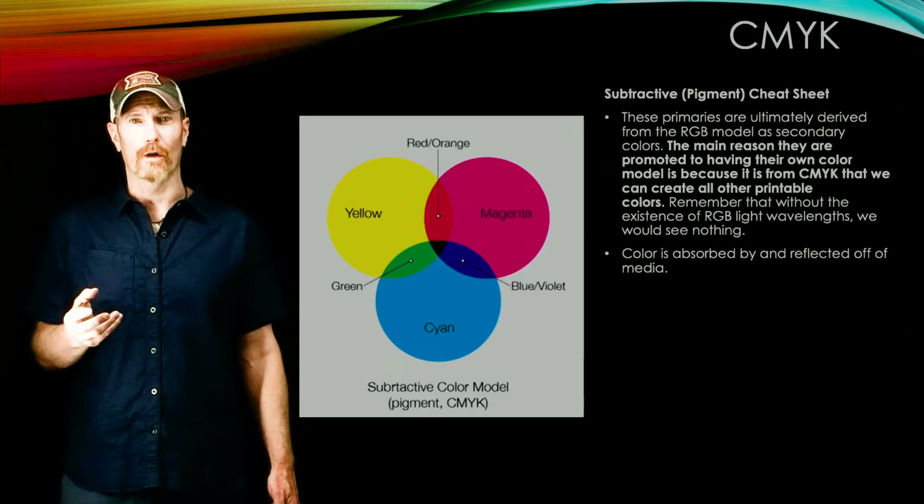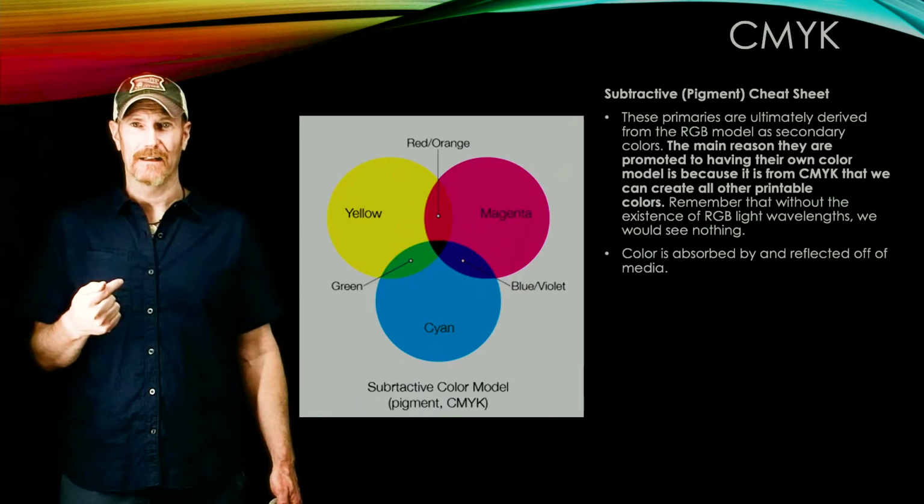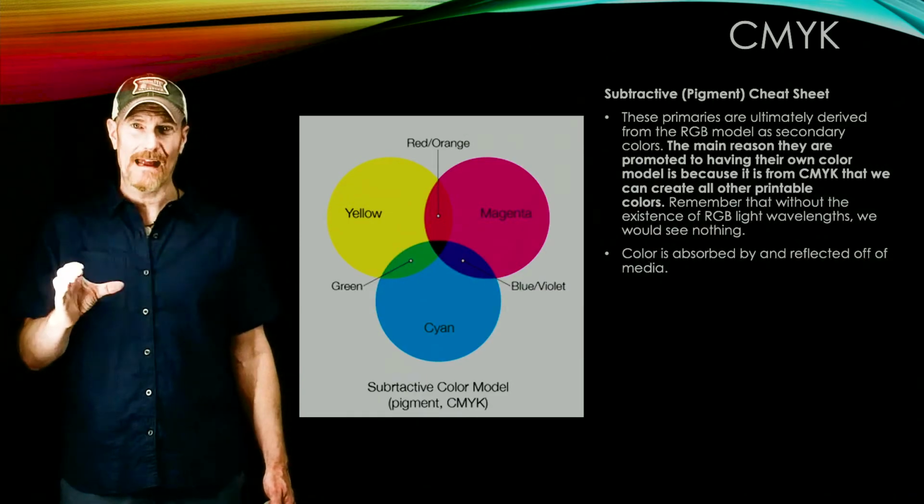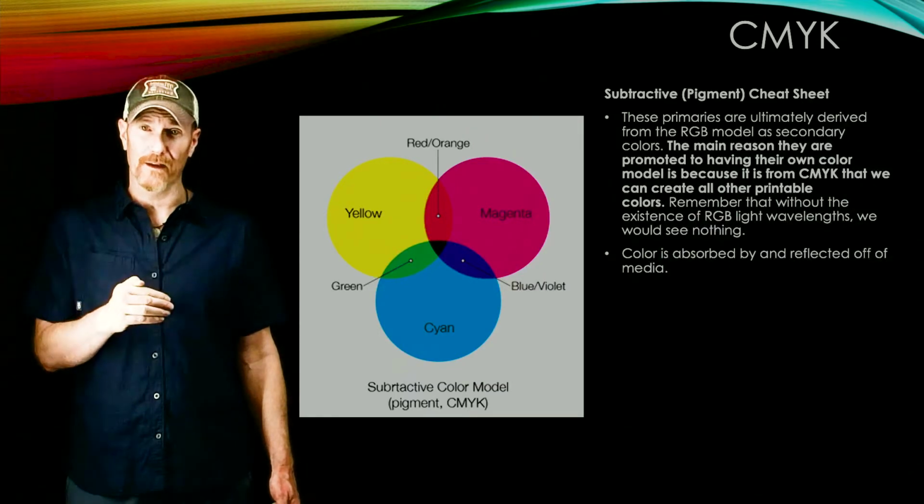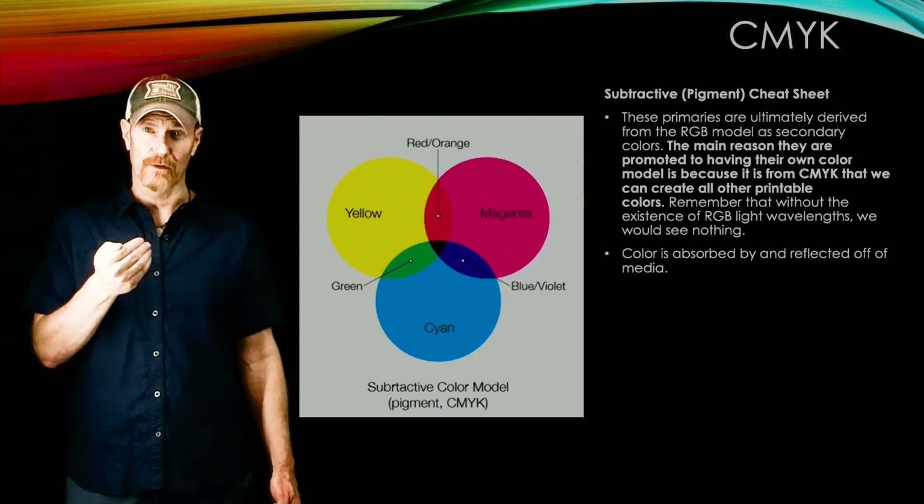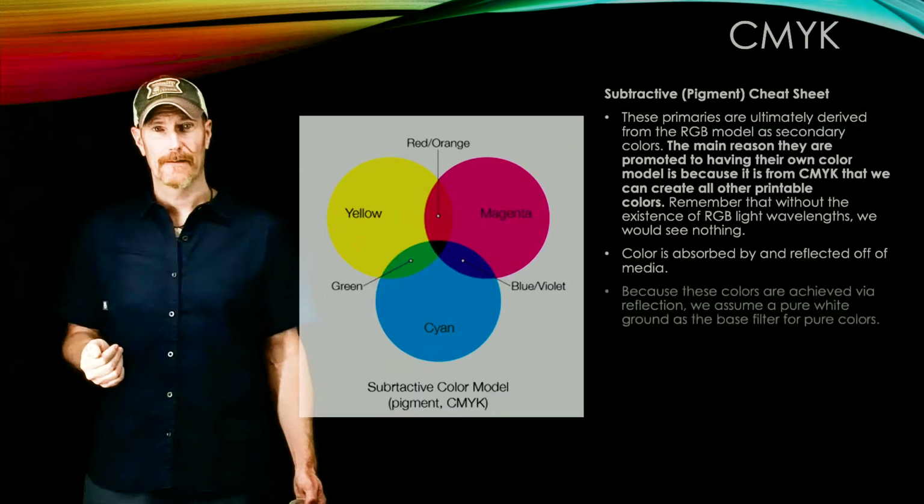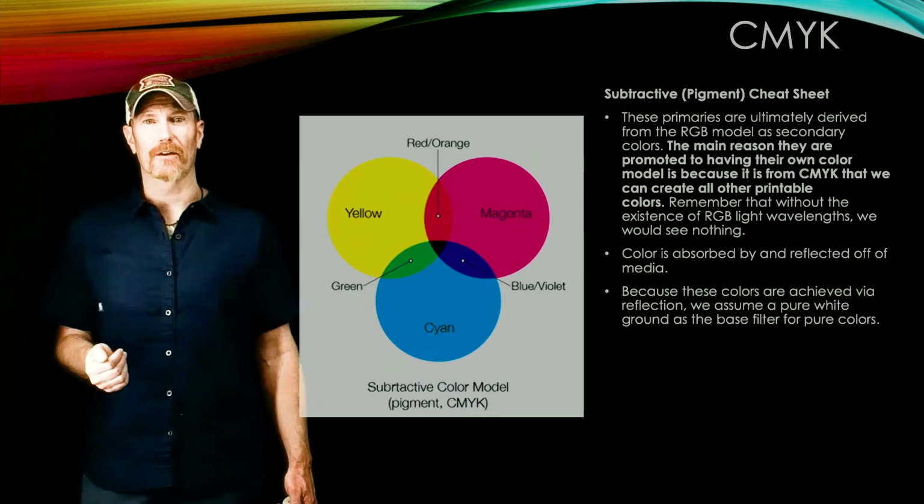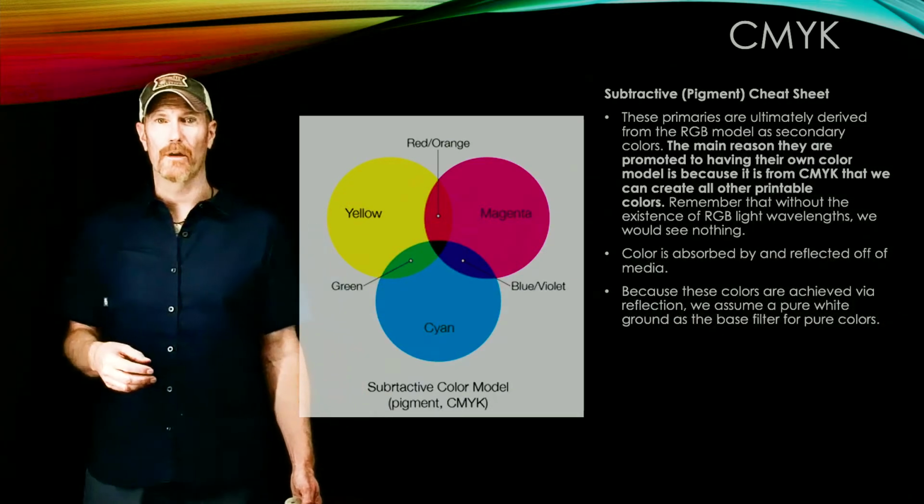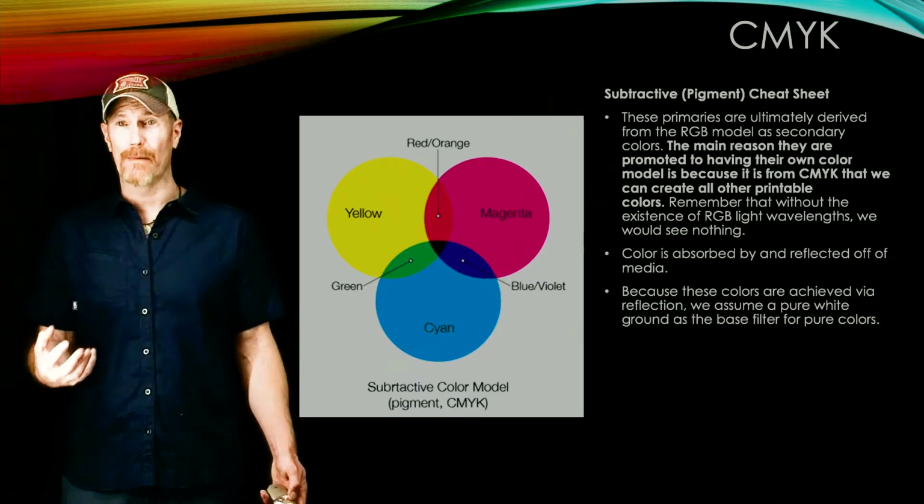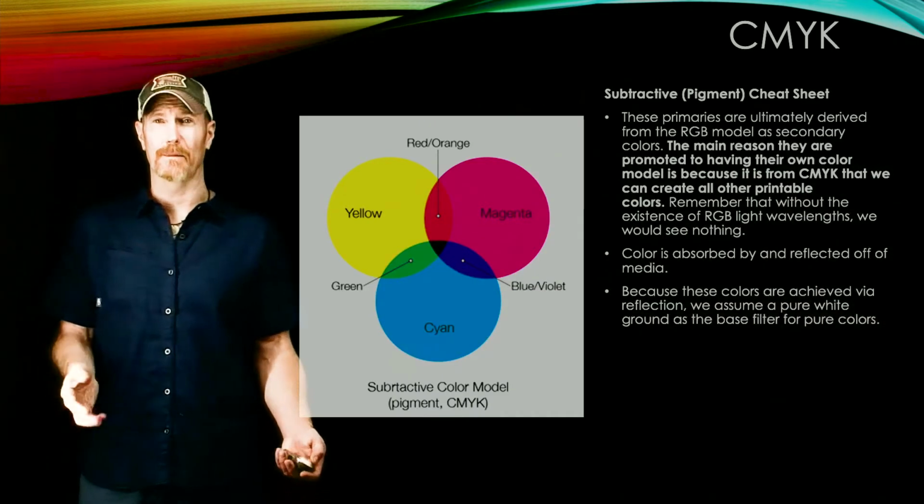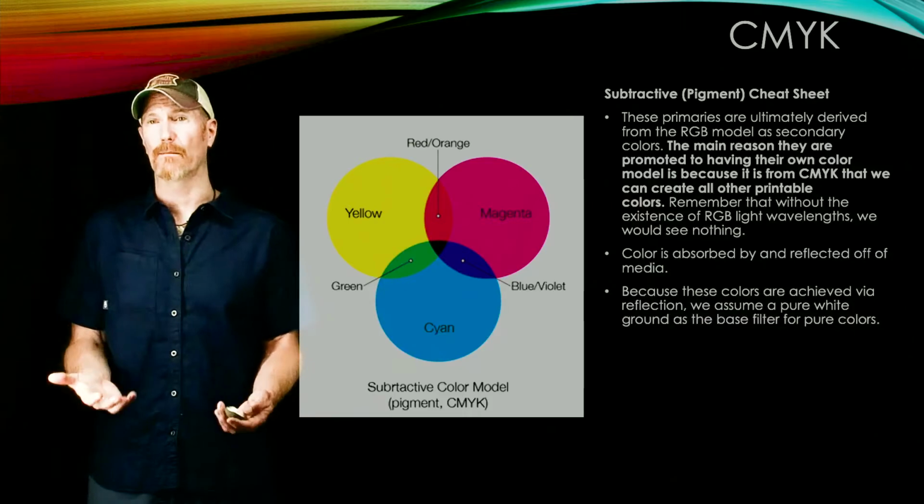Color is absorbed and reflected by the media. So basically when you put down yellow paint, that yellow paint will absorb all the other spectrum and just reflect the yellow spectrum of light. All right. And because these colors are achieved via reflection, we assume that a pure white background is the base for all of it. And it makes sense because most of our media is printed on white paper.